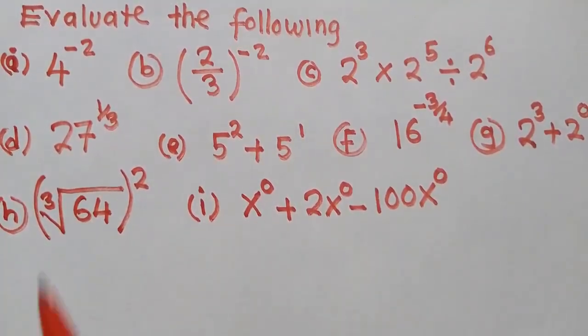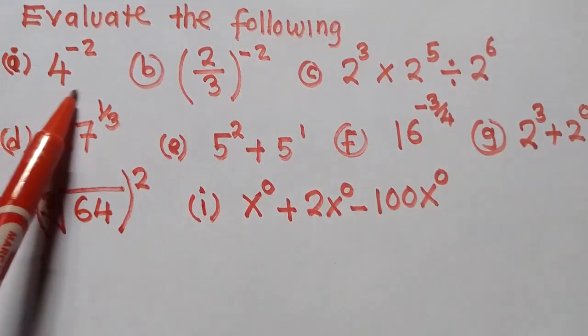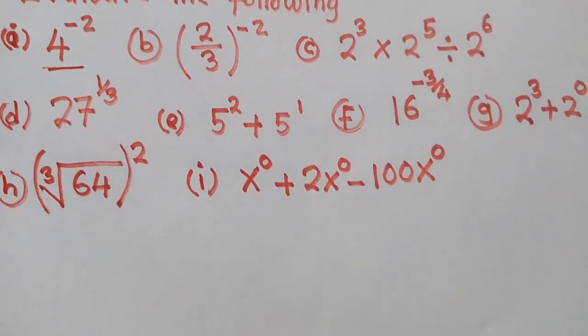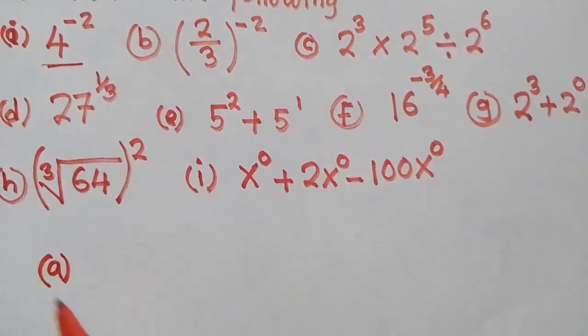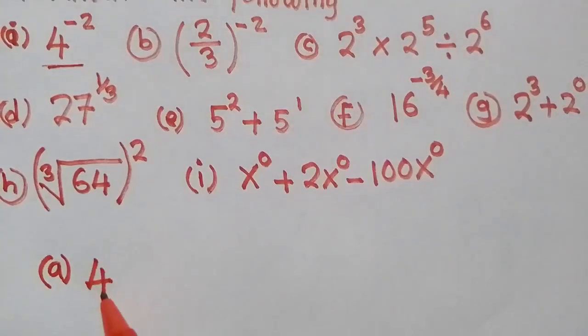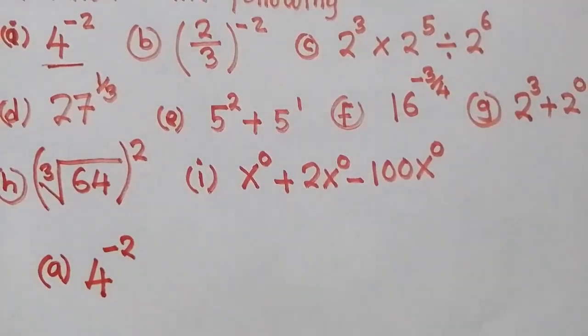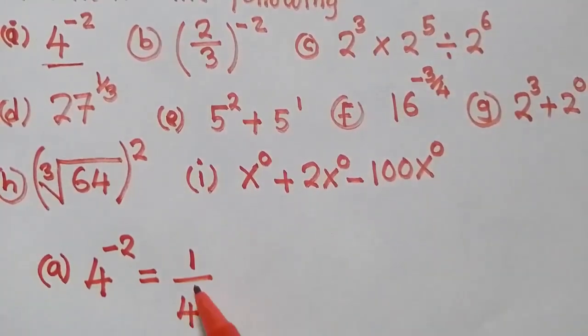So I'll answer question A. Question A is saying 4 to the power negative 2. Have you seen the way it is? So how can you answer this? This is the same as 1 over 4 to the power 2.